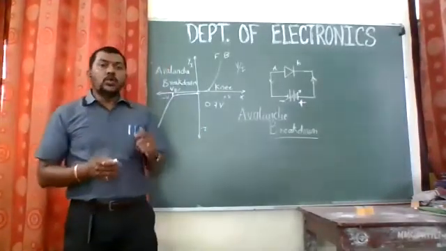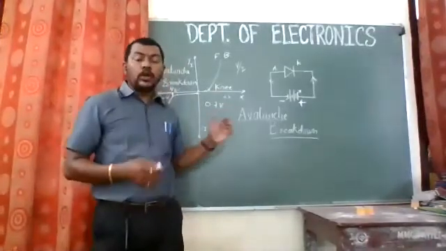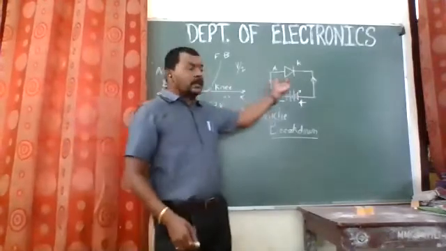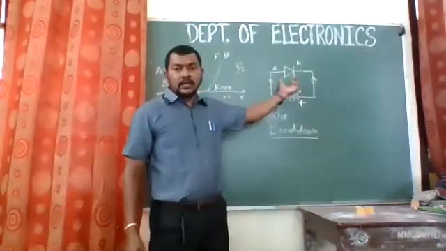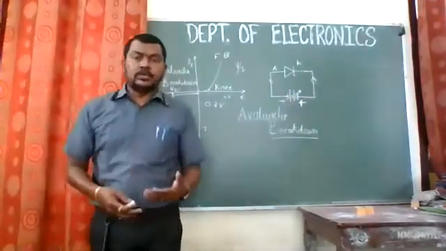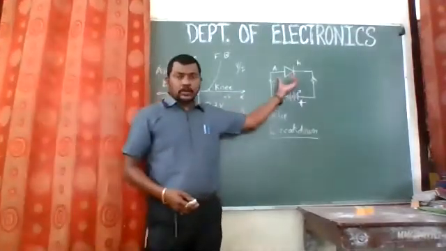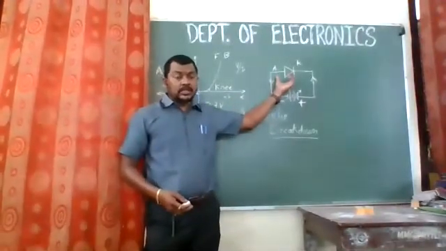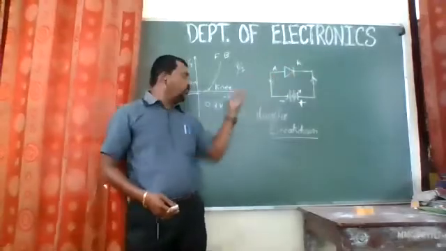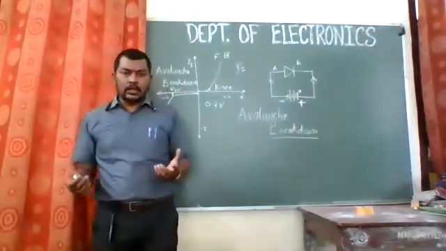Now the second one is, what is the effect of temperature on this avalanche breakdown? What happens if you increase the temperature of the simple PN junction diode? If you increase the temperature of the surrounding, or if the temperature of the PN junction diode is increased, then what happens to this avalanche breakdown? Can you guess what happens?